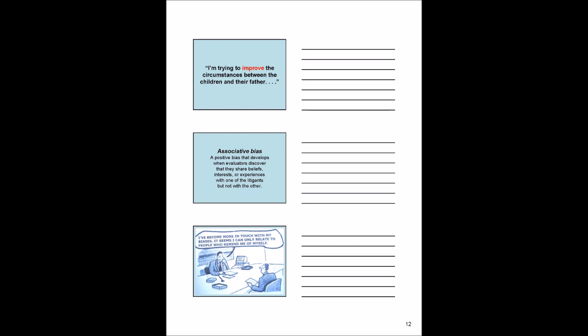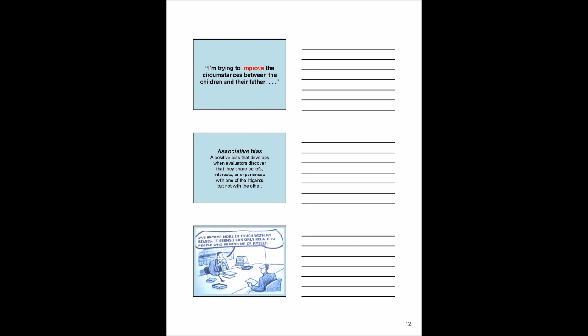Associative bias. We see this very frequently, a positive bias that develops when evaluators discover, usually inadvertently, that they share beliefs, interests, experiences, and so on with one of the litigants. And the cartoon: I've become more in touch with my biases. It seems I can only relate to people who remind me of myself.